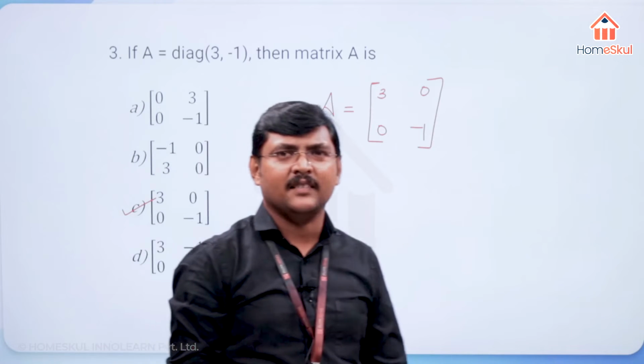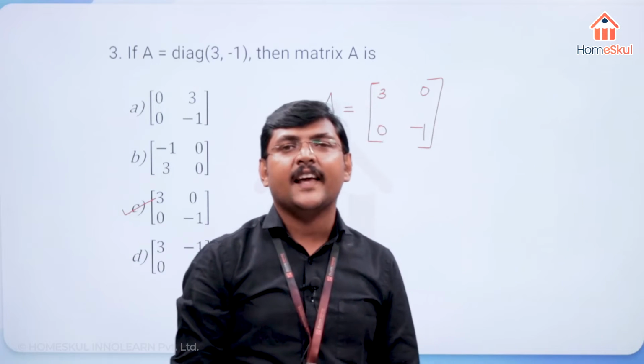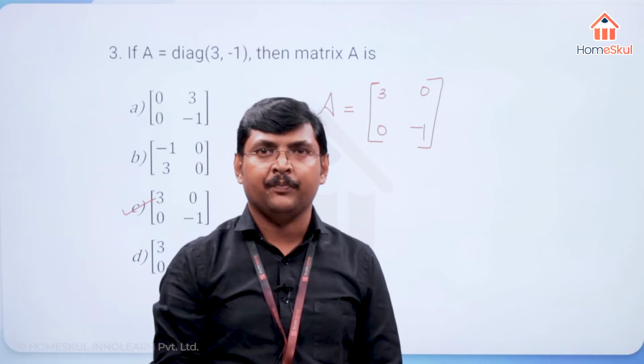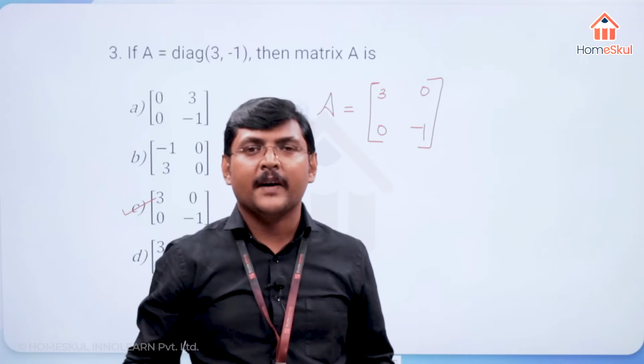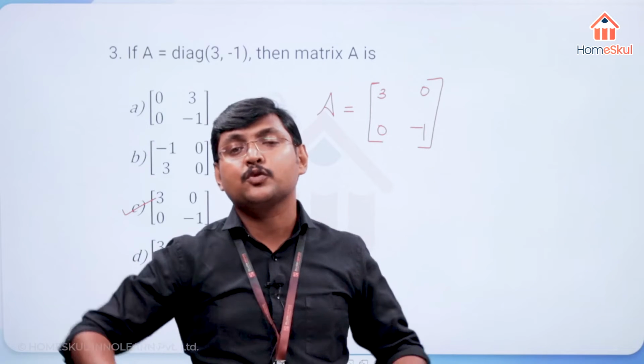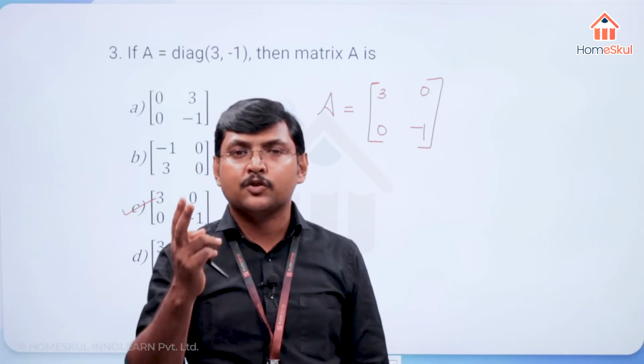I hope it is clear. That was a simple question. Diagonal elements are clearly given as 3, minus 1. So if it is 3, minus 1, that means it is a 2 by 2 matrix, because for a 2 by 2 matrix or a matrix of order 2, a square matrix of order 2 has only 2 diagonal elements.